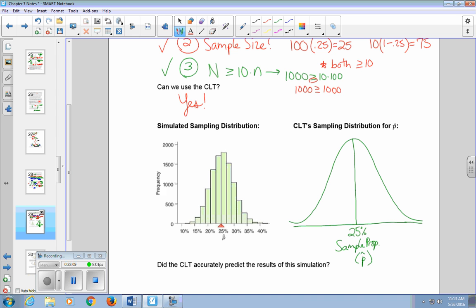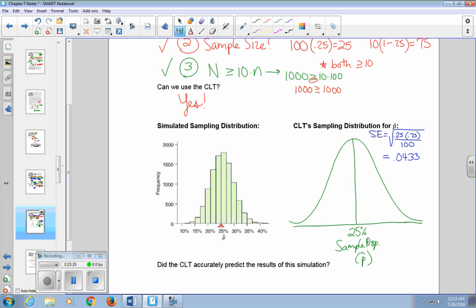All right, so next up, we've got to check how spread out these are. What's our standard error going to be? We're going to take p times 1 minus p, which is 0.25 times 0.75, and divide that by the sample size of 100, then take the square root. Notice our standard error is a bit smaller than the previous one. It's about 4%, or 4.33%.